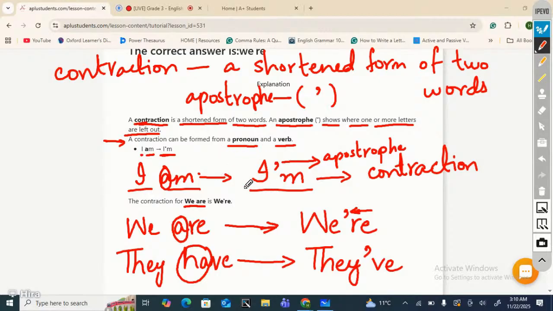Pronoun verb contraction. We are talking about contractions right now. Now, what have we learned so far? A contraction is a shortened form of two words. An apostrophe shows where one or more letters are left out. A contraction can be formed from a pronoun and a verb.